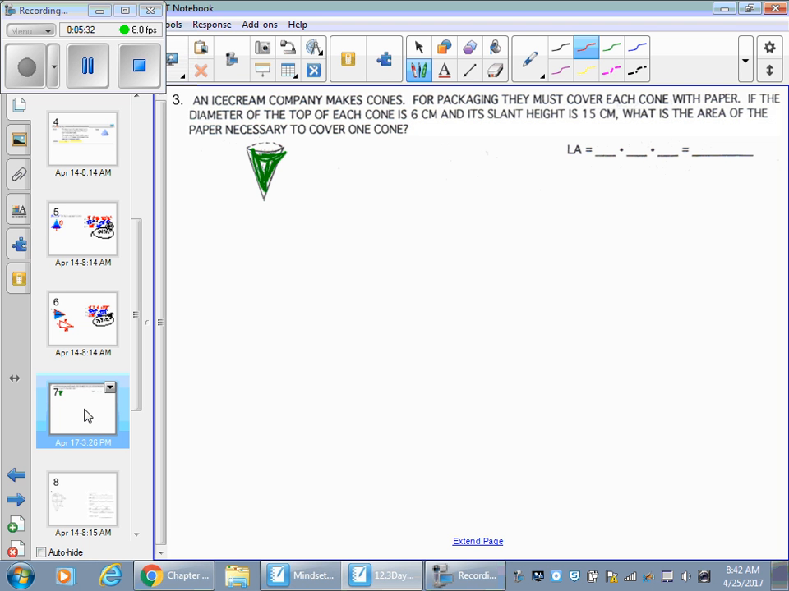So what do I have here? I've got the diameter of the cone is 6 centimeters. Slant height is 15. So we say pi, what's the radius? The radius is half of 6, so that's going to be 3, and the slant height is 15. Do all that math, it's 45 pi. Your final answer is going to be 141.4 centimeters squared.